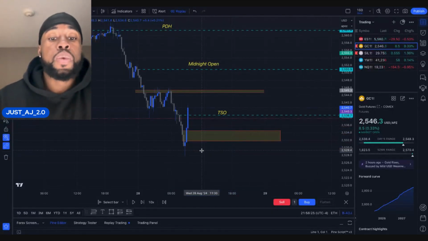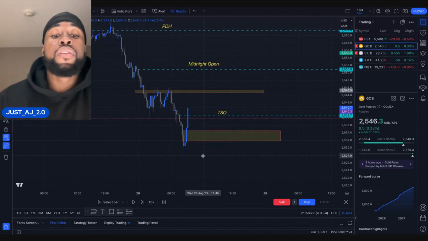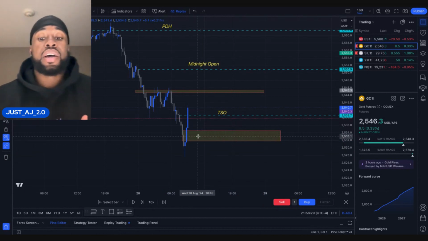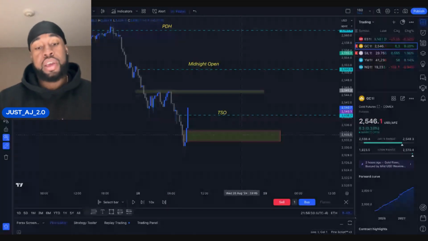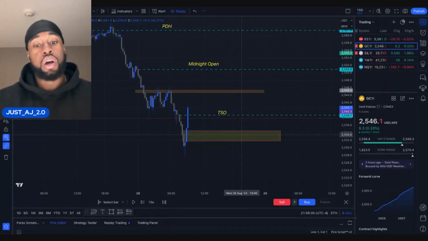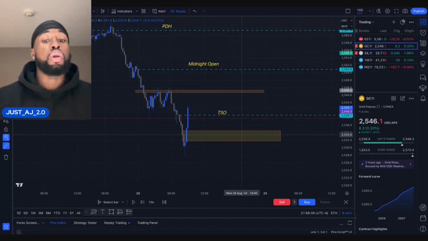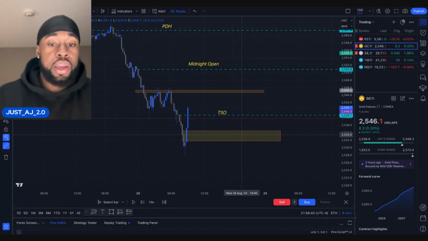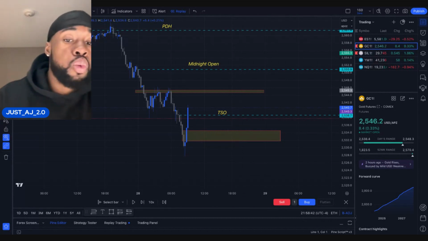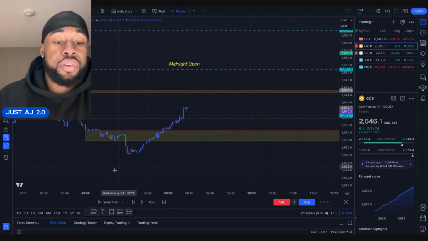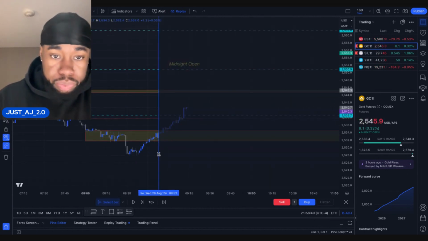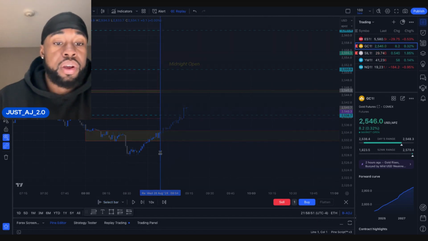So what we did, when I see this, if we form a nice size fair value gap like this after we've taken liquidity and we're below the true session open, below the midnight open, right? I'm immediately dropping down to my 1 minute time frame, and I'm trying to get in on a fair value gap, right? So I'm going to take it back here.